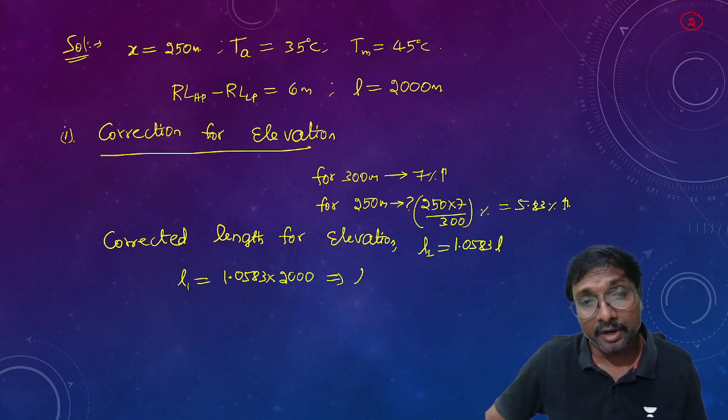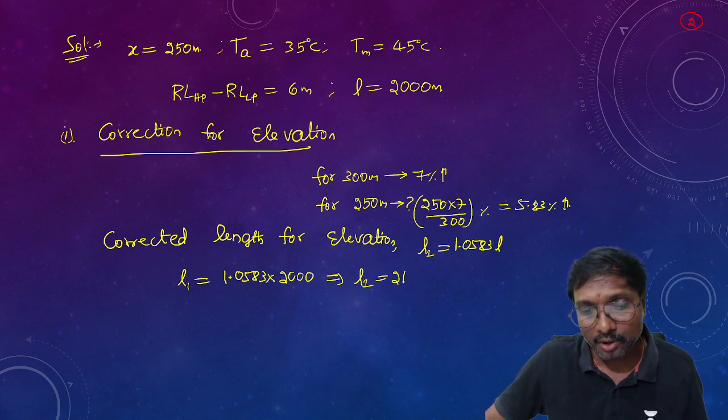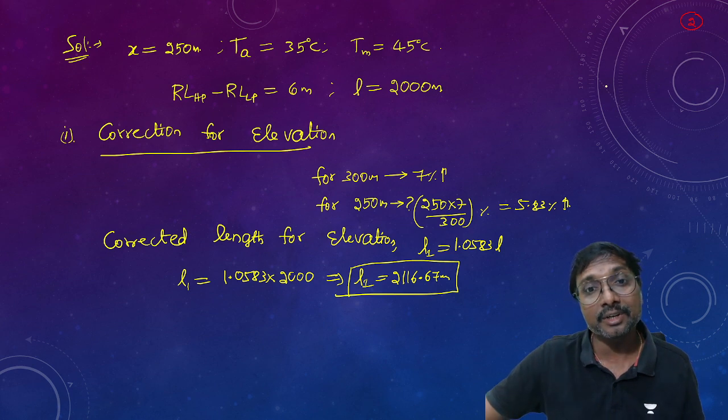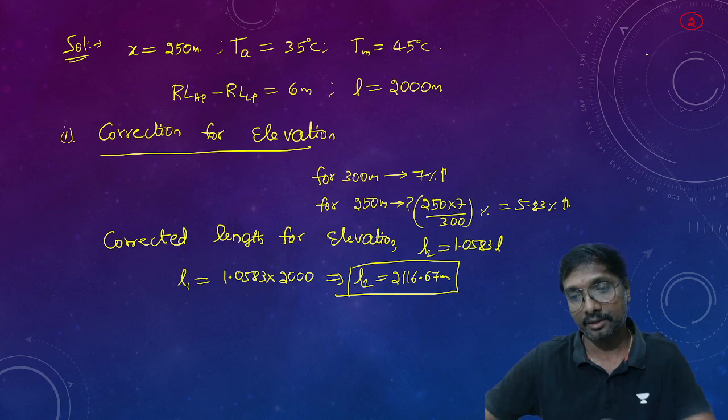Then finally, what is the corrected length for this elevation? The first corrected length comes to be 2116.67 meters. So this is the corrected length for which condition? Only the elevation condition, if you just observe.